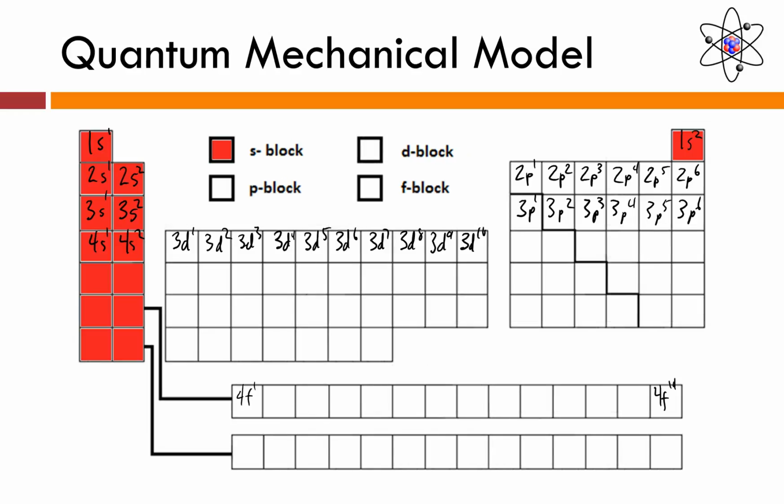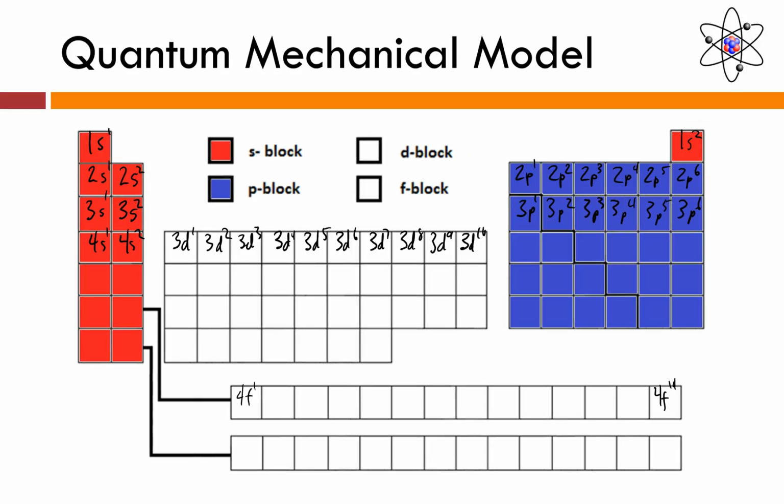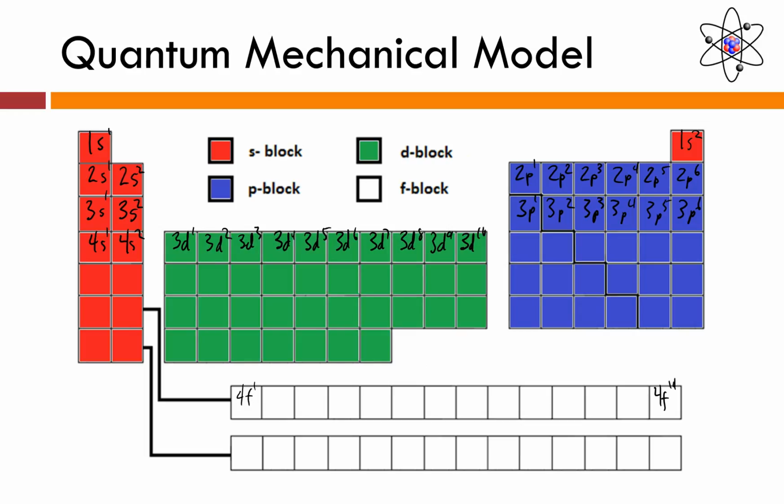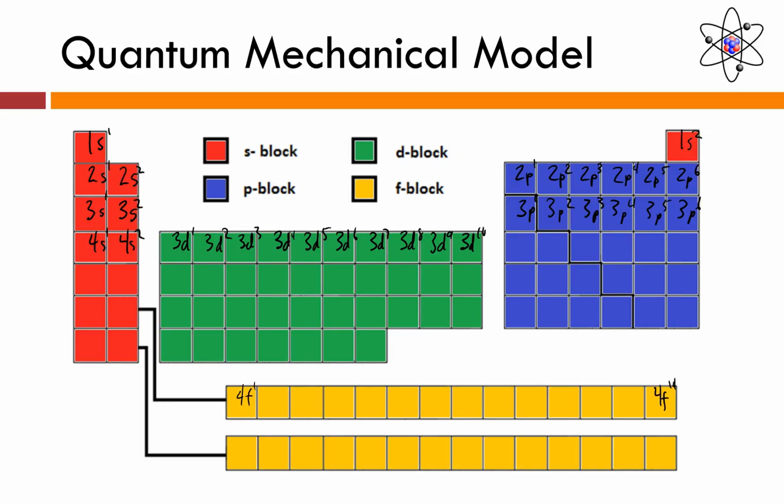So you'll hear sometimes people call this far left two columns the S block because all of the valence electrons are in the S sublevel. The P block, as you might be able to guess, is over here where all the P's are. Our D block is in green, that's where the D sublevel is. And our F block is in that yellowish color, and that's where all the elements that contain F electrons are going to exist.